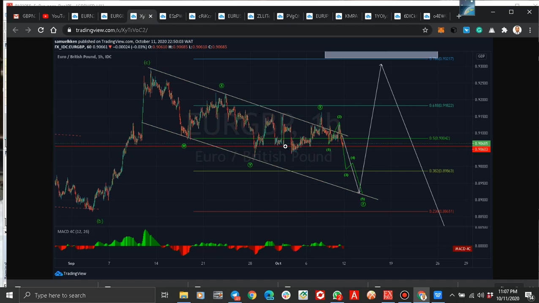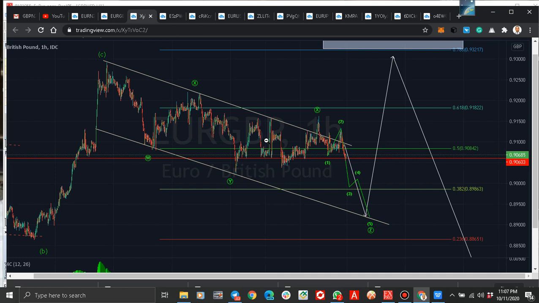Let's go to 1 hour. On 1 hour, there's nothing much to see. Well, W, Y, X. We expect the Z to be 5 waves. 1, 2. We are getting 2. We expect 3, 4 and 5. So that's all for 1 hour on EURGBP.